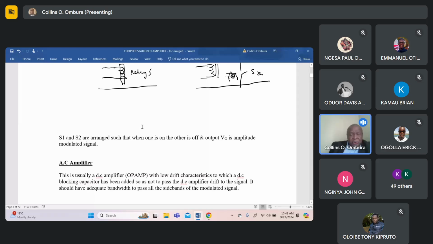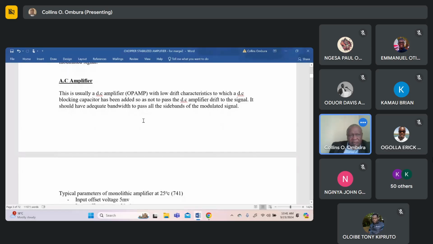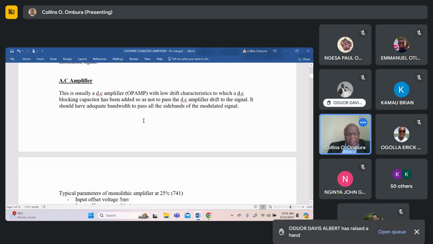So we've finished with the first part of our chopper stabilized system. The first part is the modulator, which is the chopper switch. Now the next part is the AC amplifier.